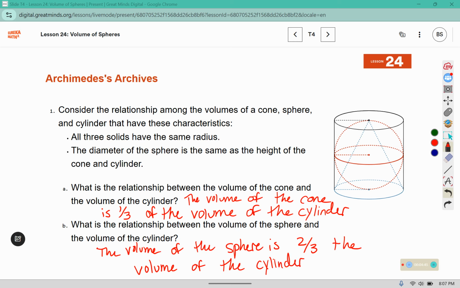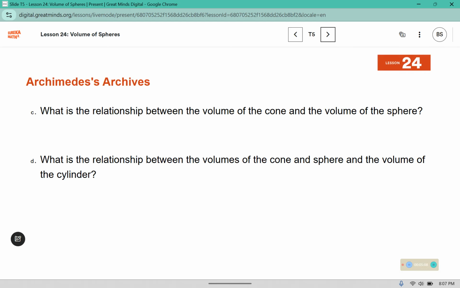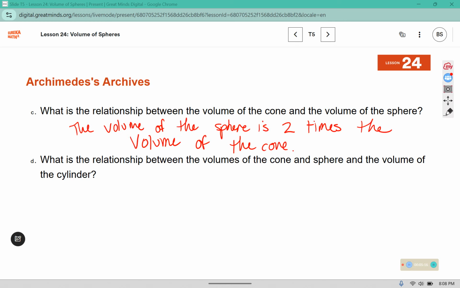We saw in previous lessons that it took 3 cones to fill the cylinder, but there was only 1 cone worth of water left, so there must have been 2 pieces or 2 parts that the sphere took up. So 2/3 of the cylinder. What is the relationship between the volume of the cone and the volume of the sphere? Well, the volume of the sphere is twice the volume of the cone.